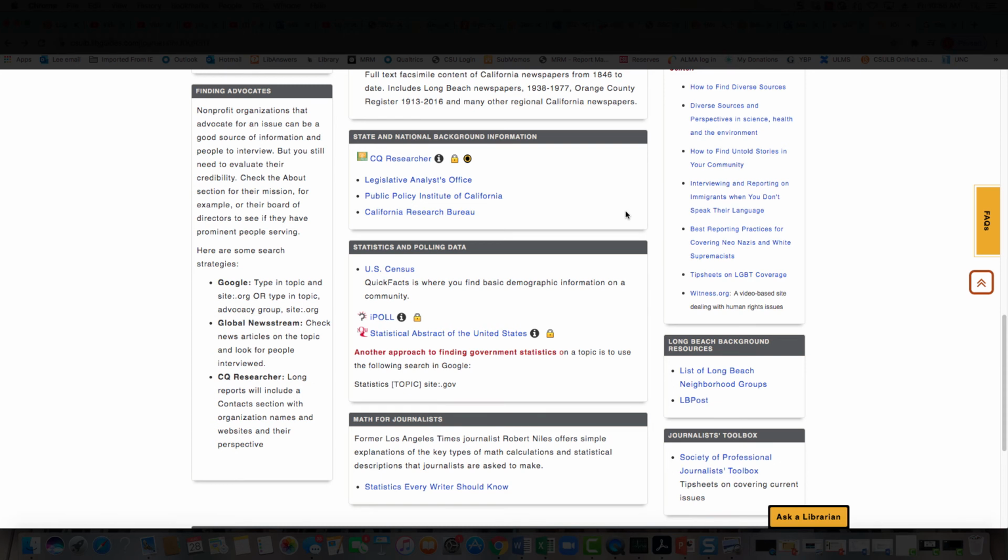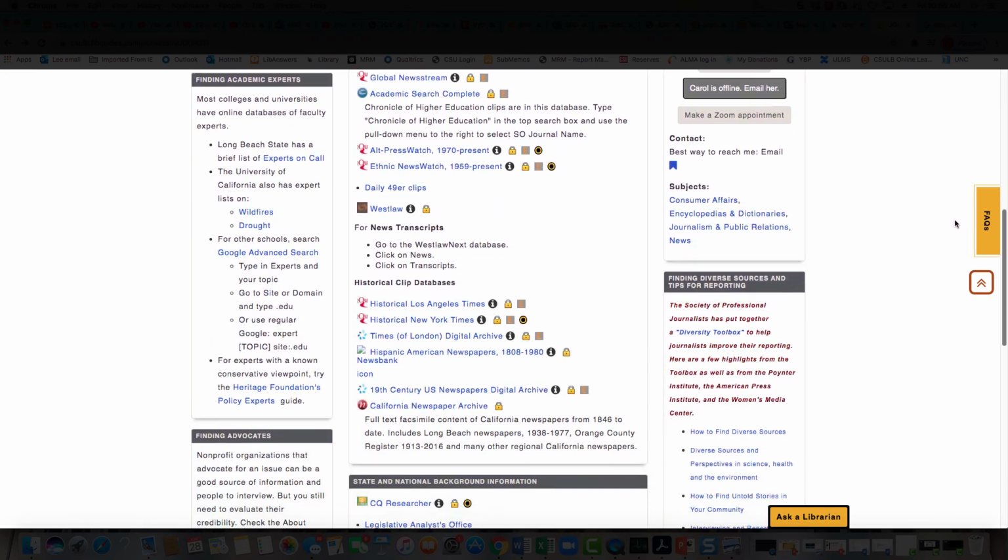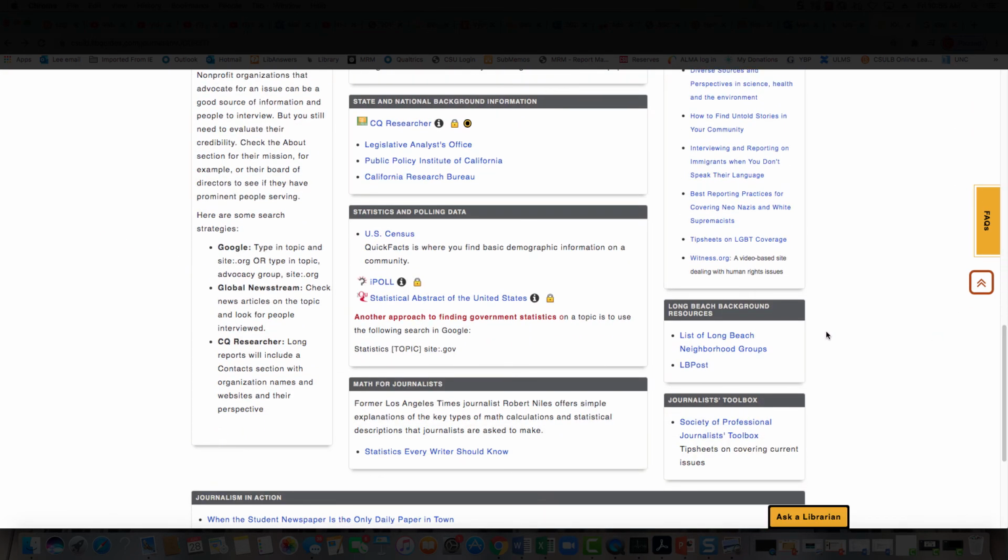Okay, there's another way to search for statistics, and this helps even if you're not writing a story, if you're just doing a paper for another class, and it's a very simple, straightforward approach that I find very effective. So if you're on the Journalism 311 Research Guide, and you scroll down to the box that says Statistics and Polling Data, you'll see down here that there's a way to use Google very simply. You put in the word statistics, then your topic, then site:.gov. And this is for finding government statistics, not all statistics. But any data that the government collects, this is an easy way to find it.